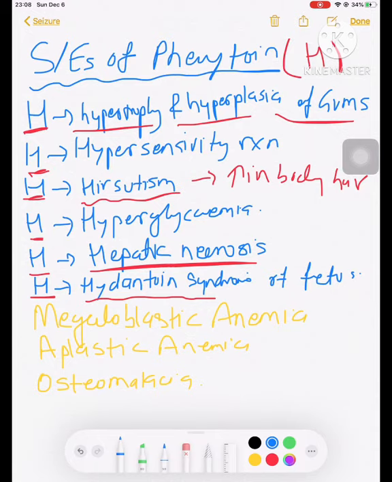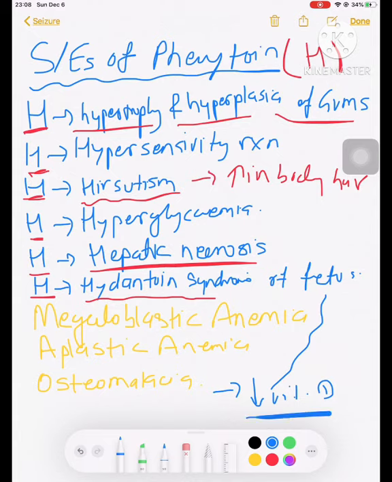These other three side effects: megaloblastic anemia, aplastic anemia, and osteomalacia are common in most of the anti-epileptic drugs, and teratogenicity also. Megaloblastic anemia is due to a decrease in folate levels in the body. Aplastic anemia is generally due to a hypersensitivity reaction. Osteomalacia is due to decreased vitamin D levels, due to decreased vitamin D absorption.